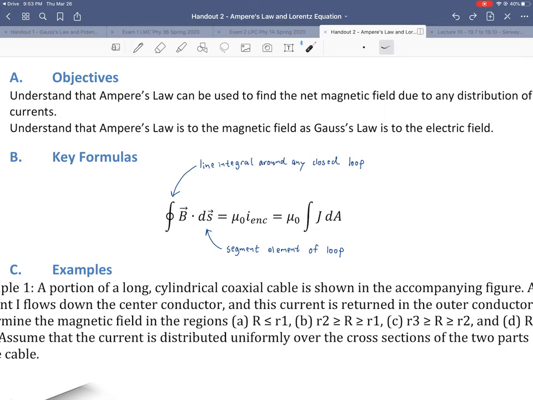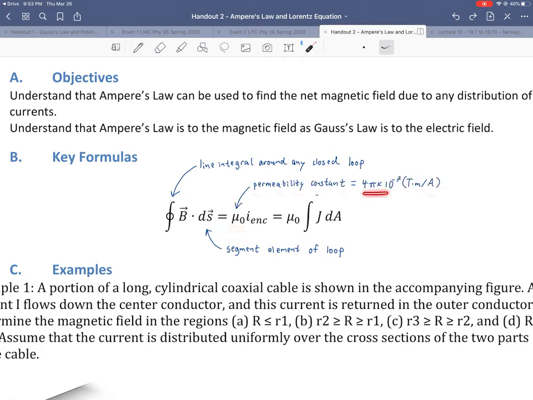We're only looking at the magnetic field that is actually in that tangential direction. Okay? So that's the actual kind of Ampere's law in calculus form. But what is it equal to? Well, it's equal to the current enclosed times the permeability constant.